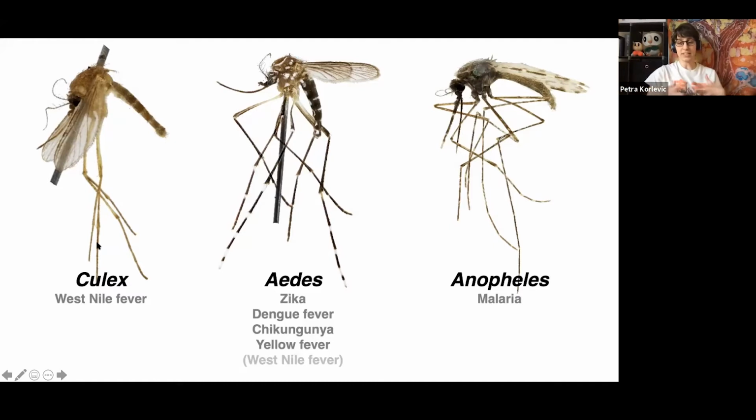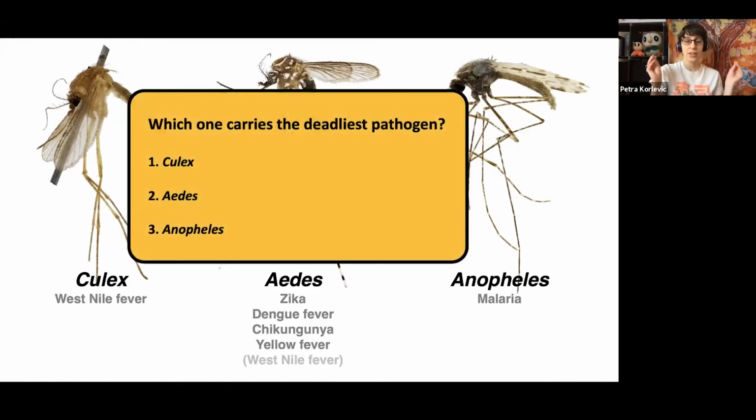So when you see the list here, what do you think? Which one of these mosquitoes carries the deadliest pathogen of them all? So we've got some votes coming in. No one's going for Culex. Some are going for Aedes, but most people are going for Anopheles.